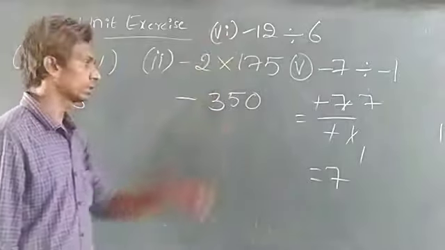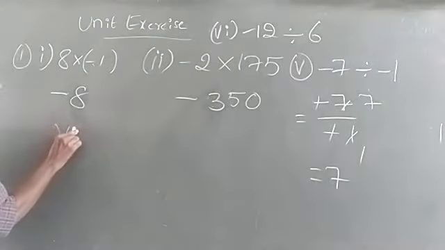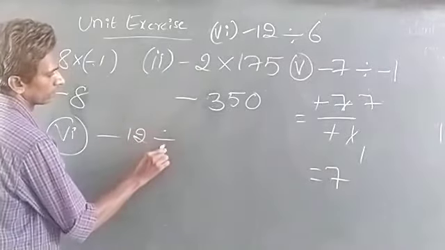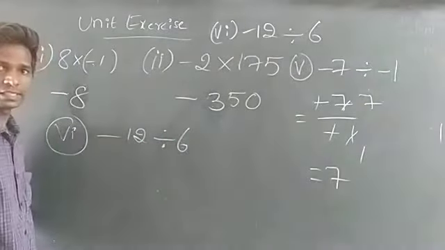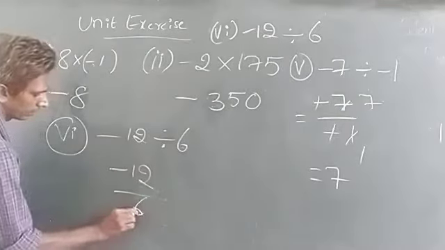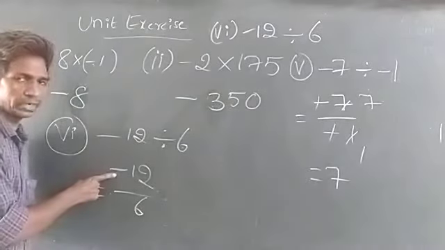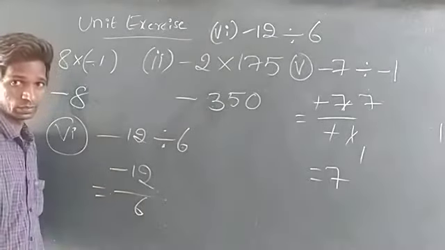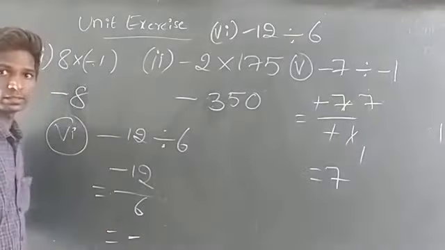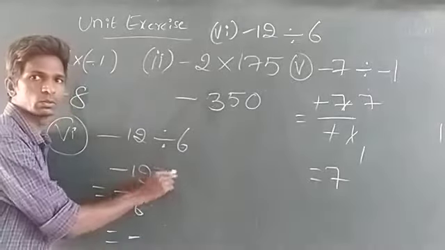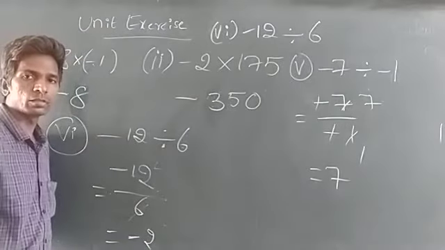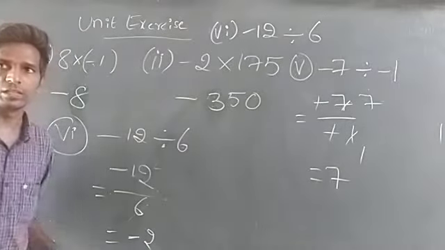So see the sixth problem. Minus 12 divided by 6. Minus is there. In the denominator, there is no sign. So minus as it is. 6 1s are 6, 6 2s are 12. So it will become 2. So the answer is minus 2. Like that, the remaining two problems do yourself.